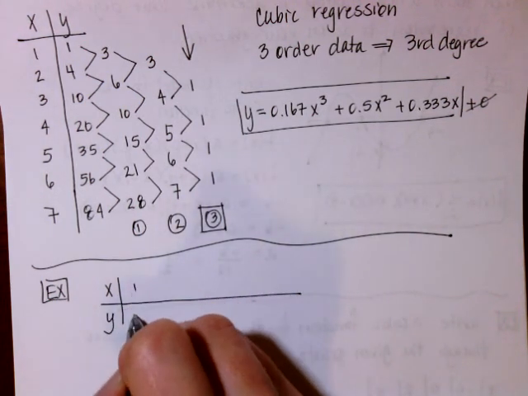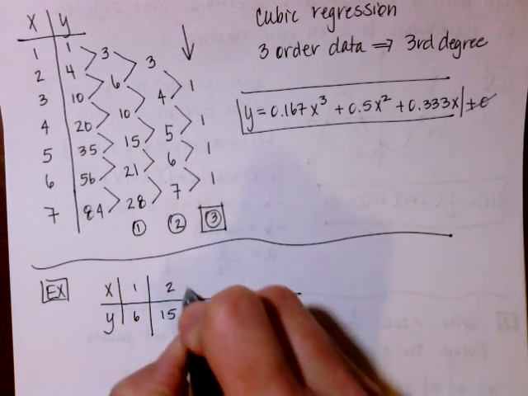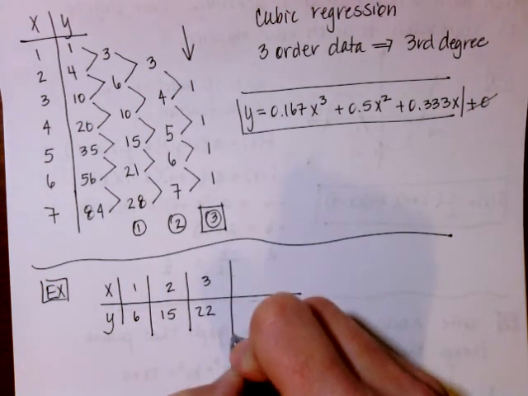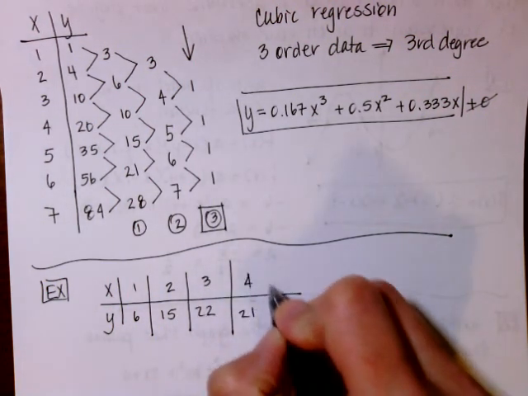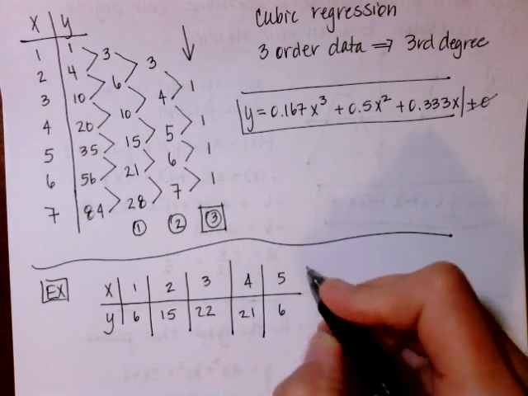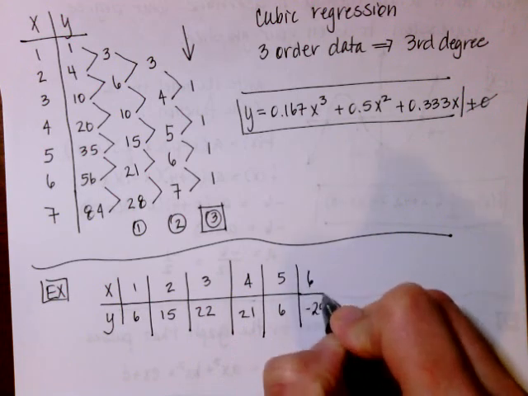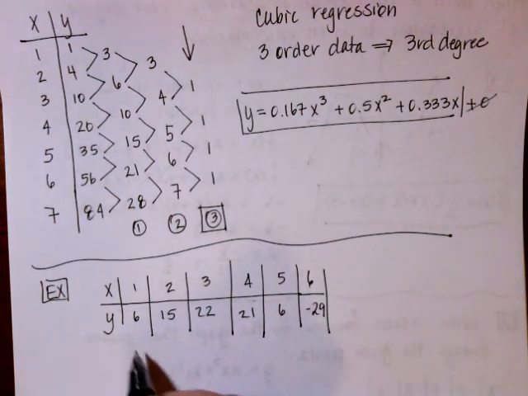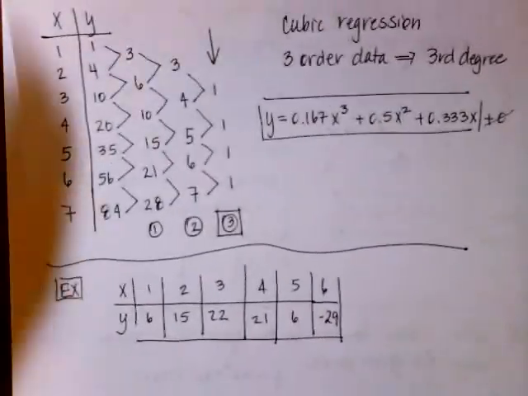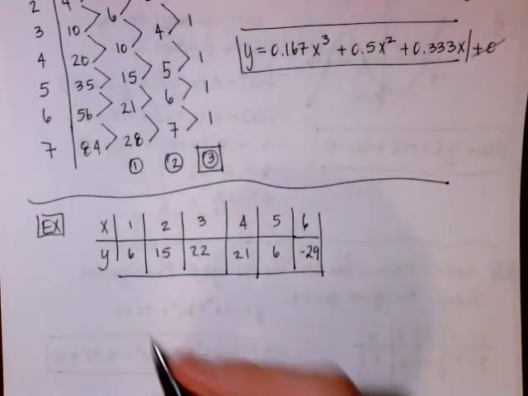I have 1, 6, then I have 2, 15, 3, 22, 4, 21, 5, and 6, and 6, and a negative 29. So the way that your book does the math, I'll just draw a line right there, so that's the bottom of our table, is they do what I did up above kind of underneath.